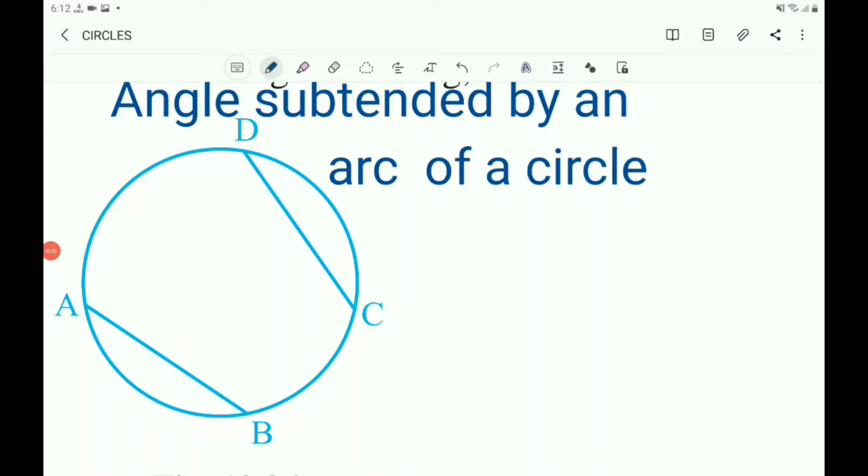Children, let us continue the chapter circles. Now let us discuss the angle subtended by an arc of a circle. We have seen that the endpoints of a chord other than a diameter of a circle cut the circle into two arcs, one major arc and the other the minor arc. If the chord is not a diameter, it divides the circle into two unequal arcs, and the bigger arc is called the major arc and the smaller arc is called the minor arc.